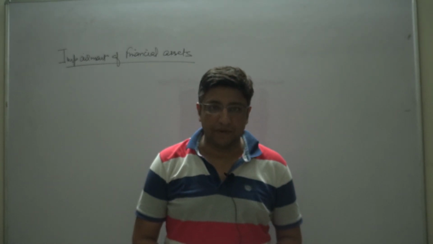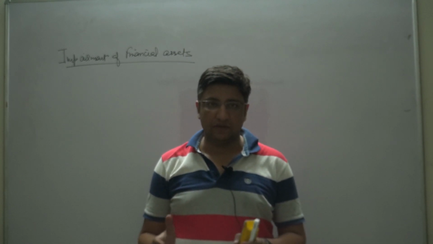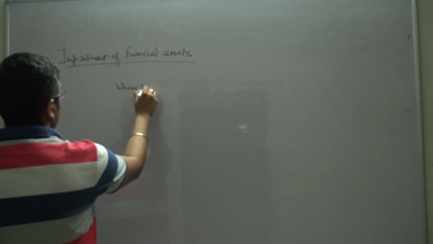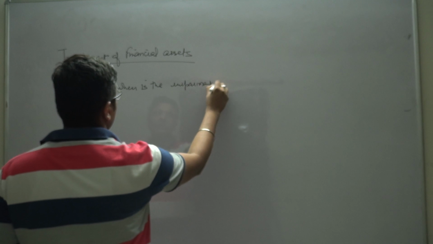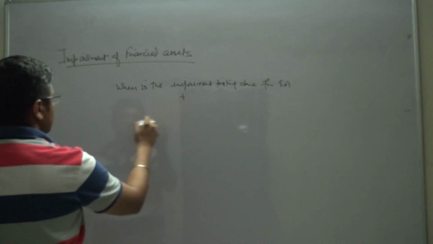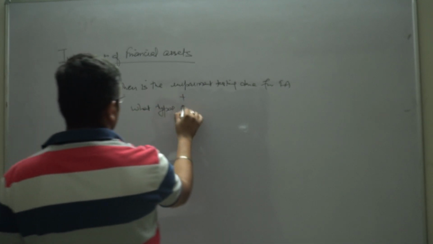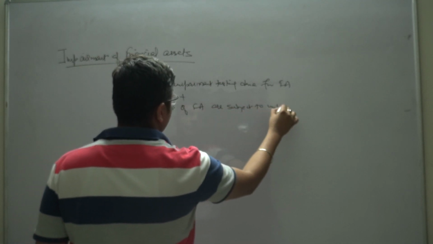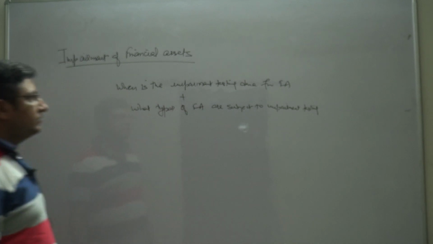Discussion which is on impairment of financial assets. Friends, the very idea of this topic is to look at how we identify when the impairment testing is done for financial assets, and of course also looking at another question as to what types of financial assets are subject to impairment testing. So there are two questions that we need to address.